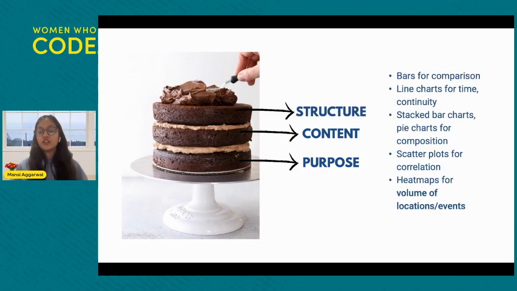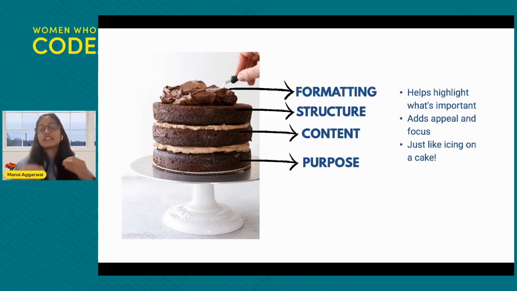Then comes the structure. Structure also involves which kind of chart or graph you want to use. For example, you use bars for comparison, line charts for time and continuity, stacked bar charts and pie charts for composition, although personally I'm not a very big fan of pie charts, scatter plots for correlation, and heat maps for volume of location and events. And finally, formatting. This helps us highlight what's important. This improves aesthetics, adds appeal and focus, and it's just like icing on a cake.